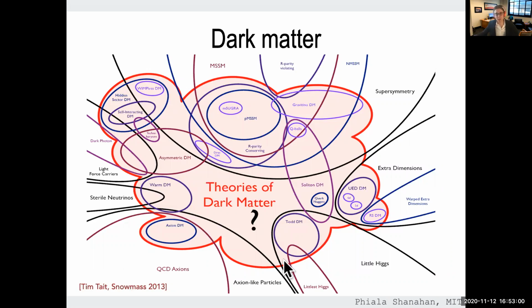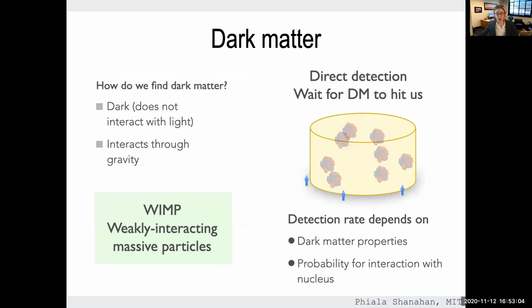Of course, there are many ways that we try to constrain the properties of dark matter, and I'll mention just one, and that is in direct detection experiments. And so this is where, of course, dark matter is dark. It doesn't interact with light. It does interact through gravity. That's how we know it's there. But maybe it interacts very weakly through the weak interactions.